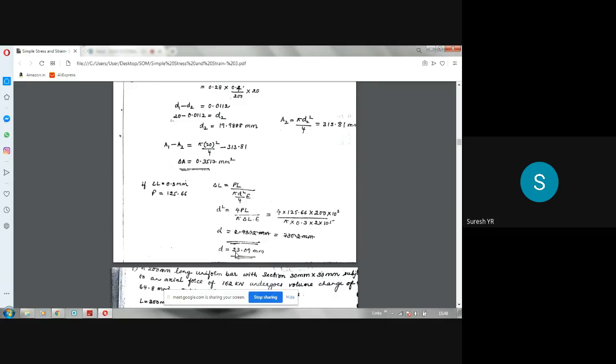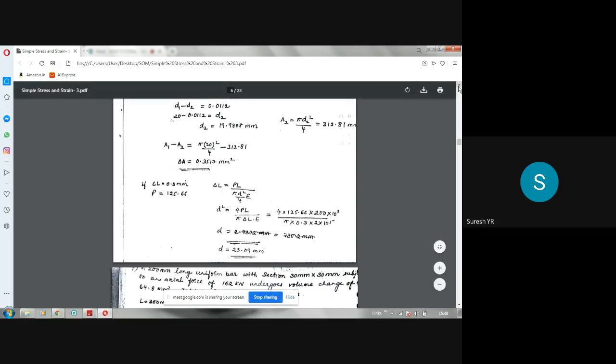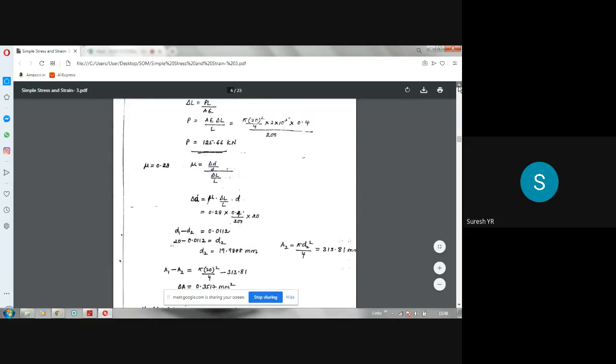So this is the diameter. 23.09 mm is the diameter of the rod. If at all the extension of the bar is restricted to 0.3 mm. See, it's an important type of problem. All the three steps are there.